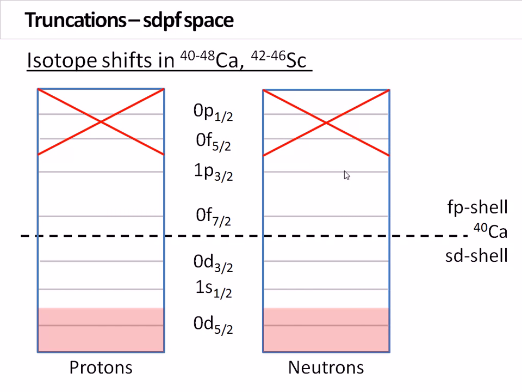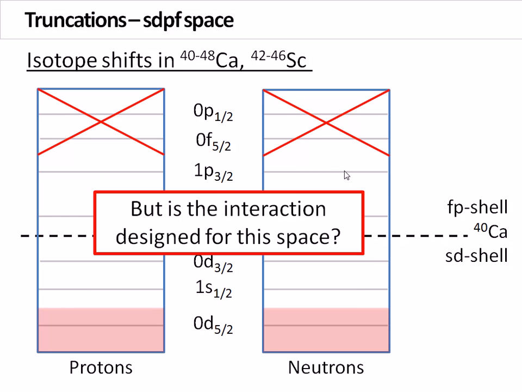So you could do other sorts of truncations if you wanted to. You could block off protons and neutrons symmetrically. You could say that the proton D5 halves is full and the neutron D5 halves is full, but we're going to block off the higher FP shell. So we're going to say that protons and neutrons can't be in the F5 halves and the P1 half. This is the sort of truncation you can do by affecting individual proton or neutron single particle states. So the question is, though, is the interaction that you're using actually designed for that space?